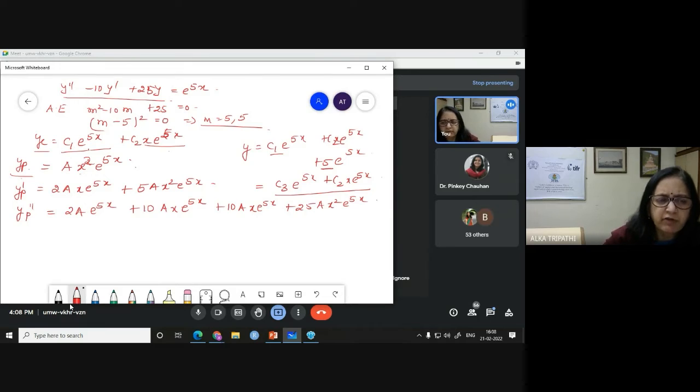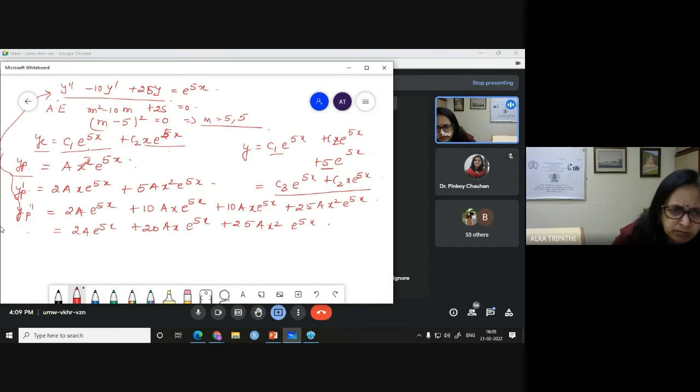Substitute these yp, y double dash, y dash p and y double dash p in the original equation, this one, and then simplify. You will get this again. Further I can write 2a e to the power 5x plus 20 ax e to the power 5x plus 25 ax square e to the power 5x.